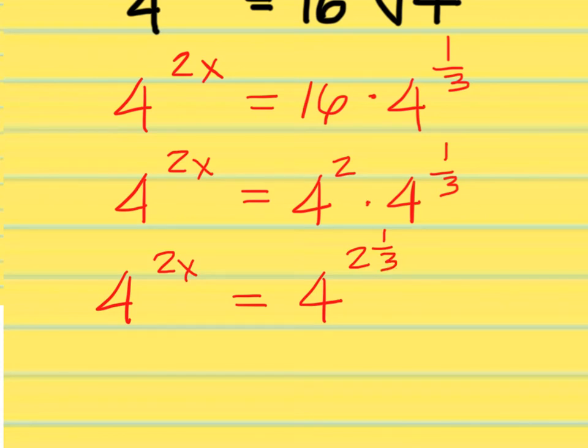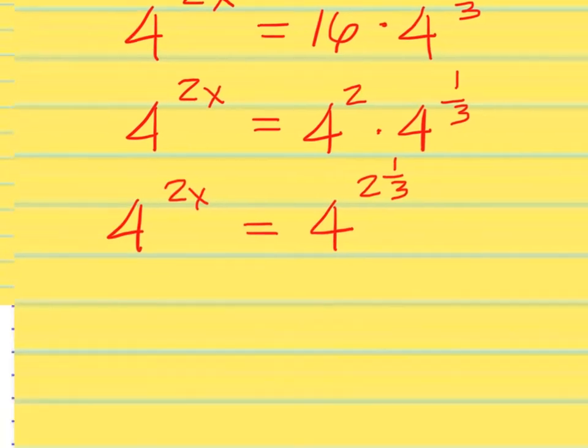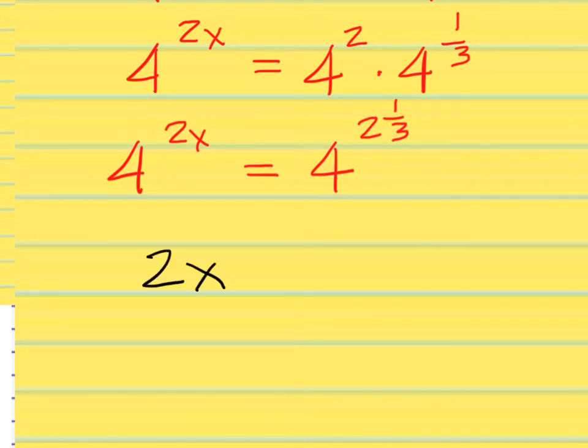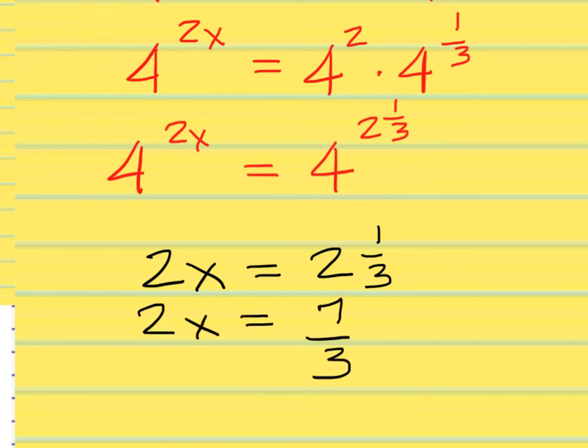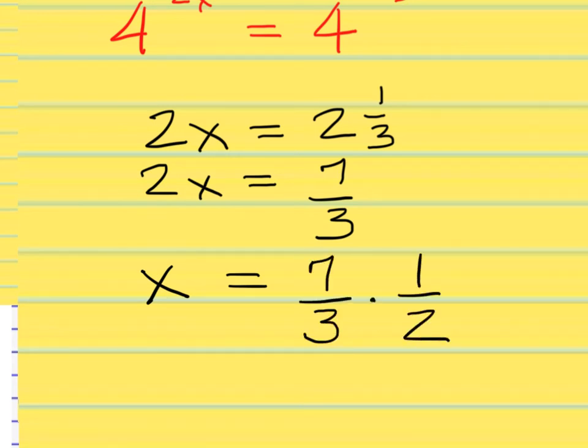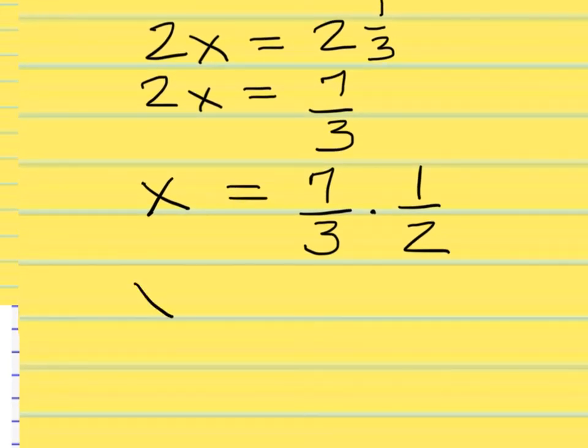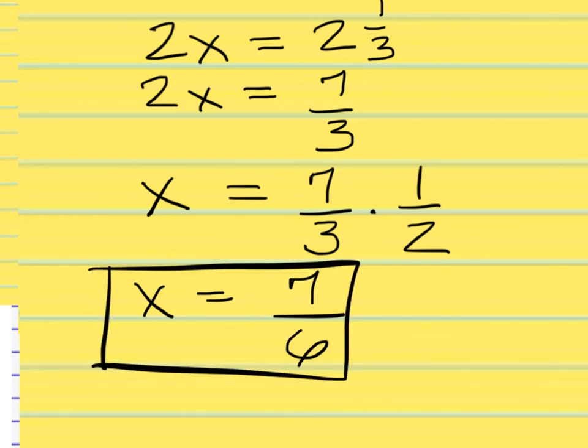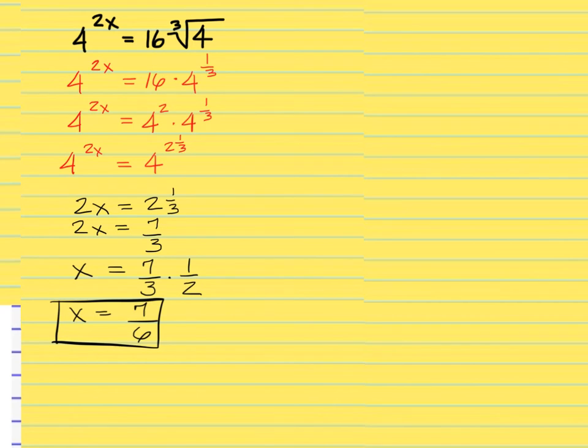So now we have the bases completely the same. If they're completely the same, then we can set 2x equal to 2 1/3. That is the same thing as 2x equals 7/3. And when I divide by 2, it is the same thing as multiplying by 1/2. So I get 7/6 for my answer. Did anybody come up with 7/6?